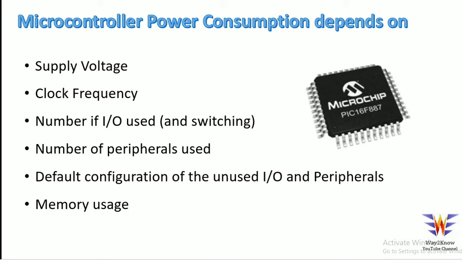The more peripherals we use, the more the power consumption, and then the default configuration of the unused IOs and peripherals. For example, let us assume we are using only 40% of the microcontroller. What you are doing with the other 60%, how you are configuring them, also determines the power consumption, and then the memory usage. Whether you are using external flash or internal flash, and what percentage of flash is used, all these determine the memory usage.